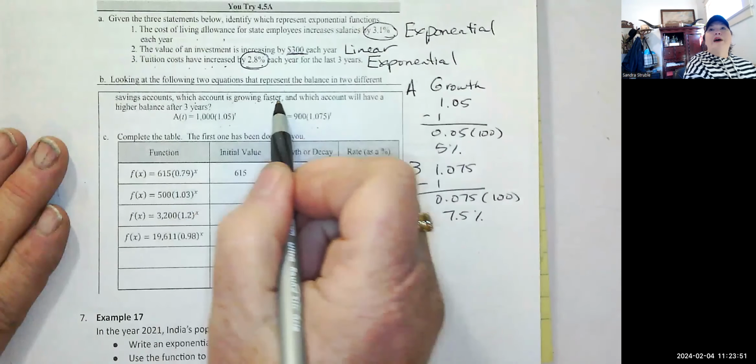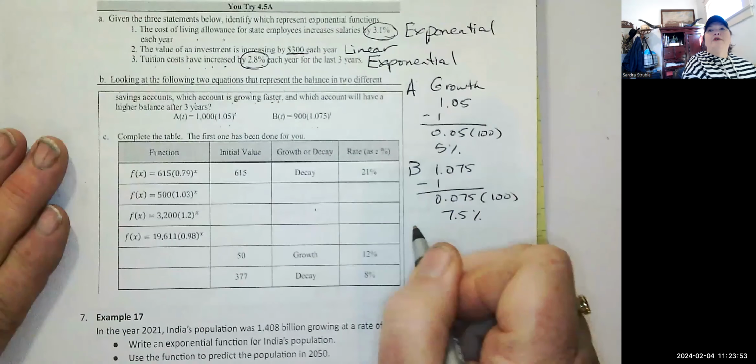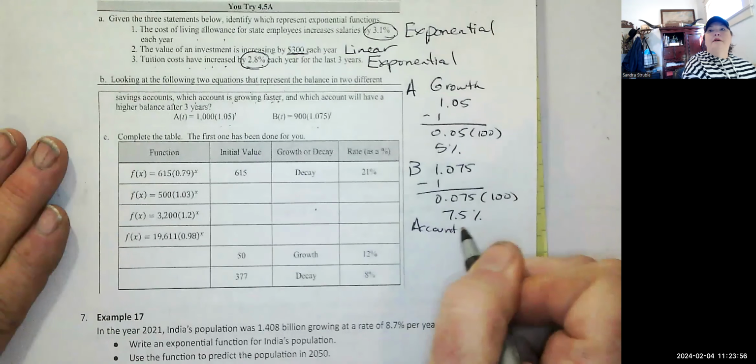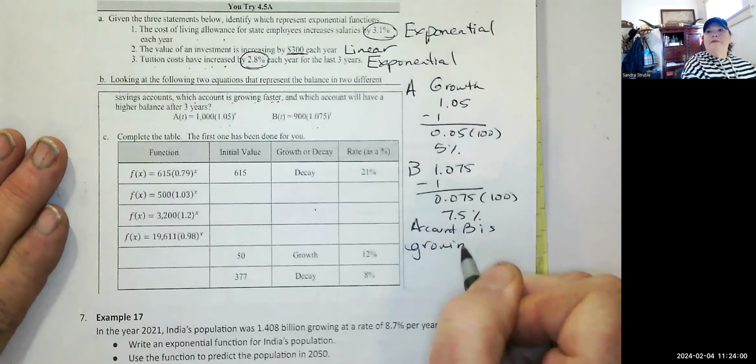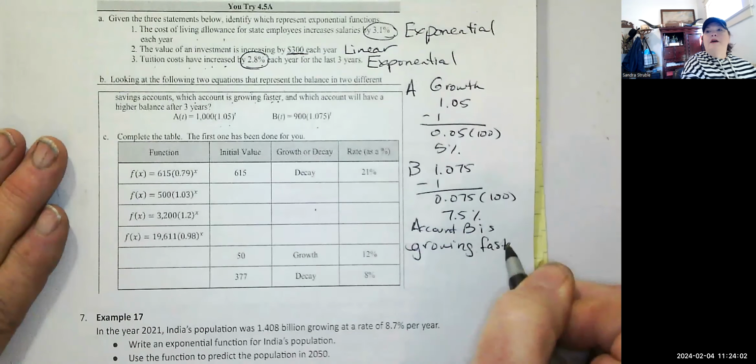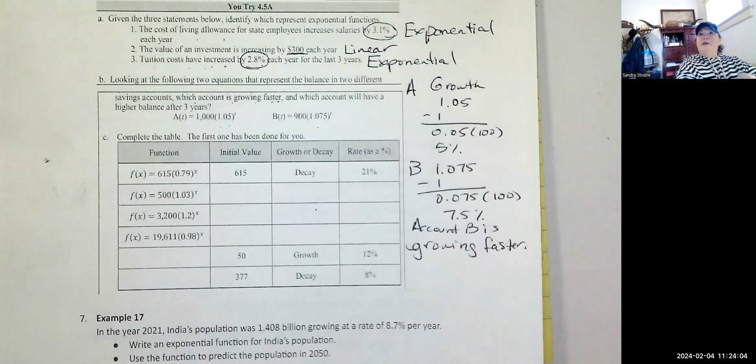So for the questions, and since these are questions, we have to answer in sentence form. Which account is growing faster? So account B is growing faster. Answer the question. I didn't ask by how much, but that's always good too. And which account will have a higher balance after 3 years?